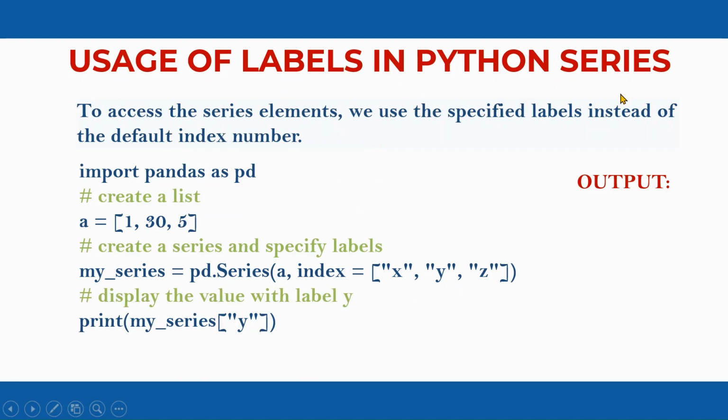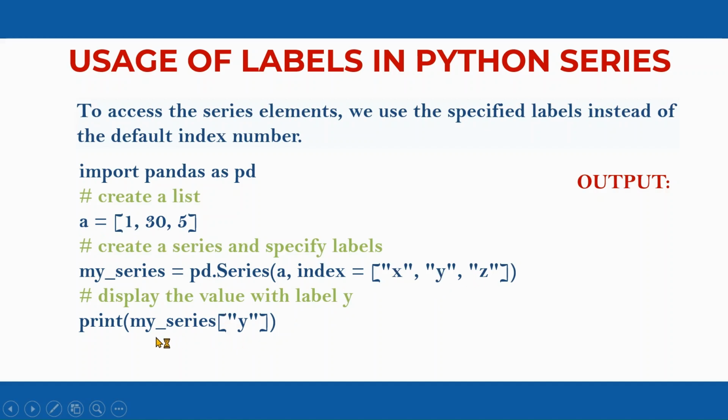Now, usage of labels in Python series. To access the series elements, we use the specified labels instead of the default index number. So the same program here: 1, 30 and 5. The three elements are stored as a list in a. And here also I'm giving index x, y and z: x for 1, y for 30 and z for 5.